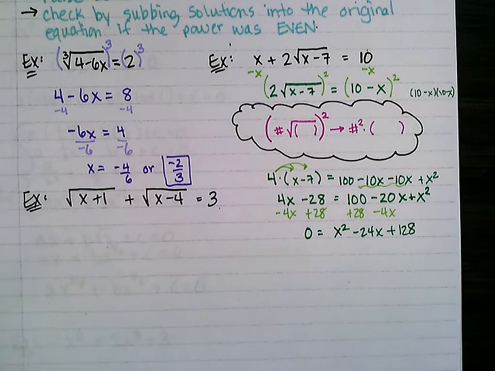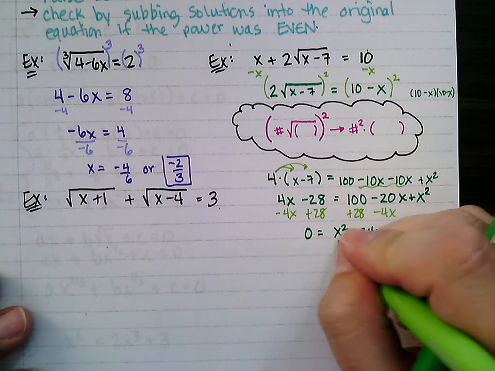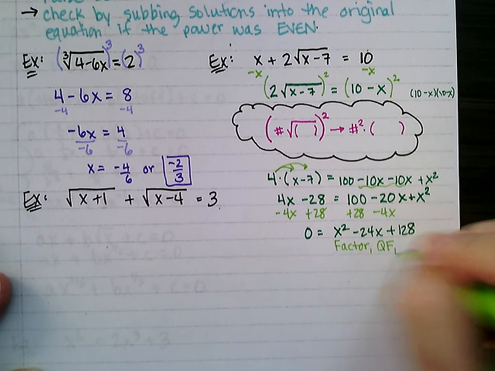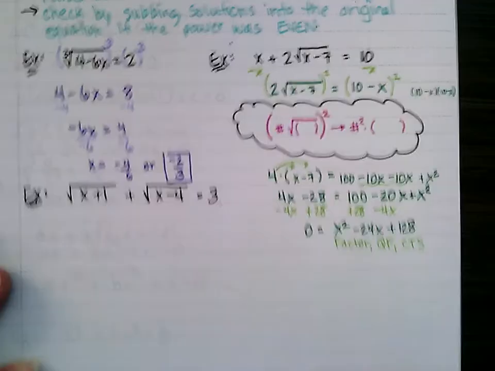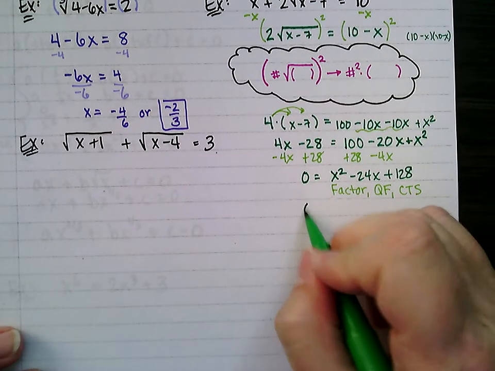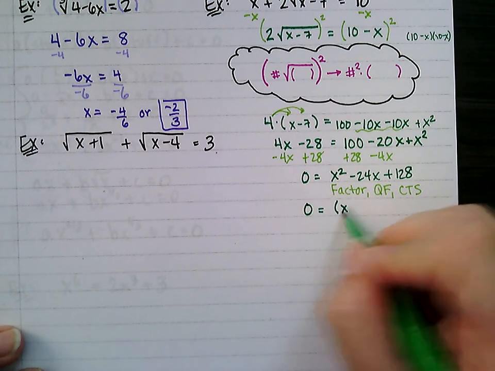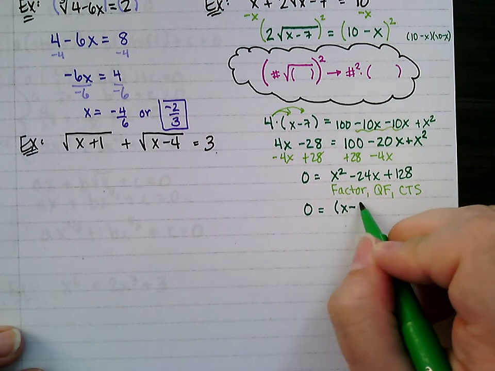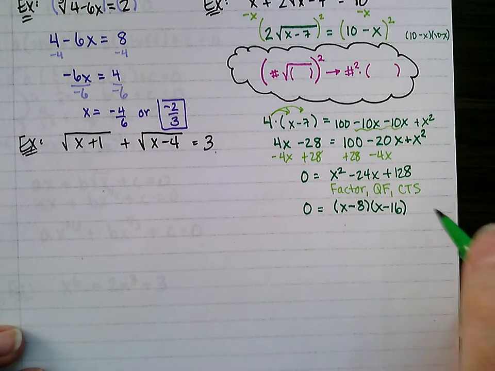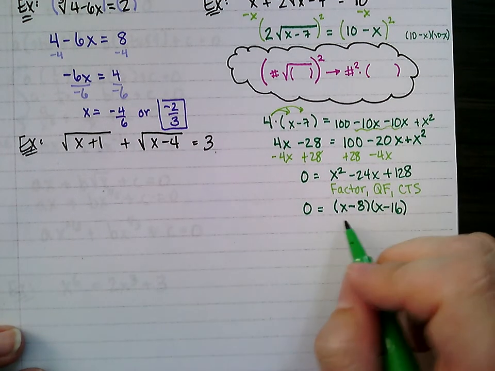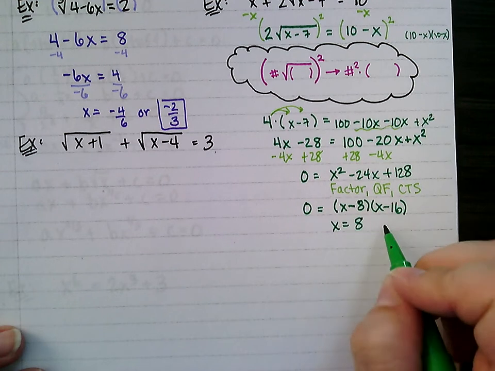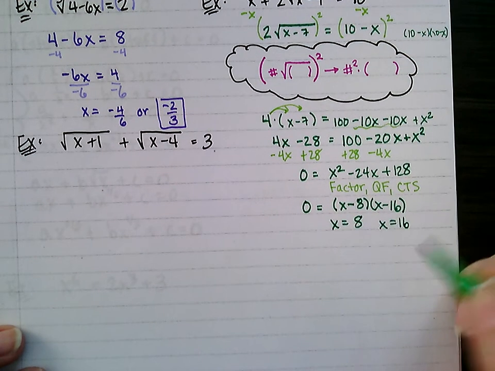Now at this point, you could factor this quadratic, use the quadratic formula, or complete the square. However you feel like solving that quadratic equation, I'm going to factor it. It'll be x minus 8 times x minus 16. I'm cheating. I've already done this problem. So then when I solve, I get x equals 8 or x equals 16.